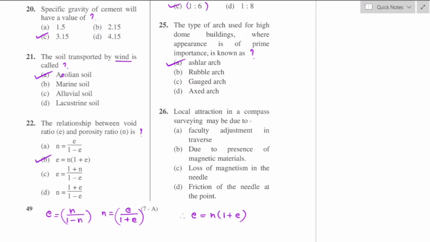Question number 26. Local attraction in a compass surveying may be due to. Local attraction means it is the attraction of the magnetic needle to a local magnetic field other than the earth's magnetic field. So local attraction is the phenomenon by which the magnetic needle is constantly prevented from pointing towards the magnetic north at a place. And if the difference between a fore bearing and back bearing is 180 degrees, then both ends of the station are considered to be free from local attraction. So basically, the local attraction in a compass surveying may be due to presence of magnetic material. Option B is the right answer.